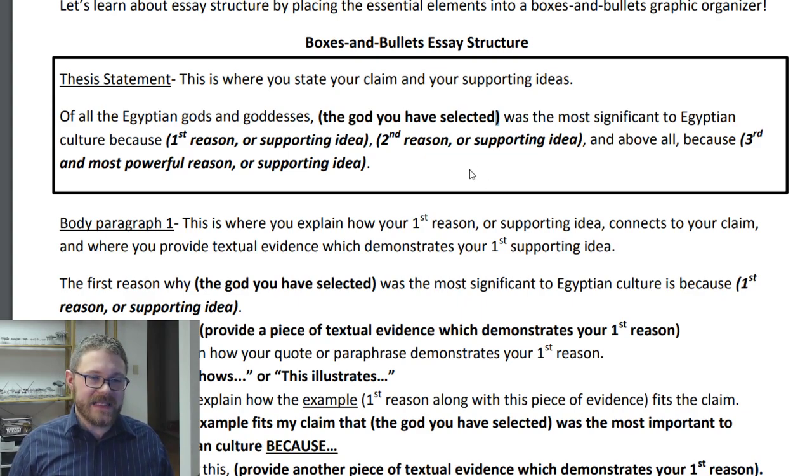The cool thing is that you're going to be writing an individual body paragraph about each one of these 3 reasons, and you're going to be showing me how these reasons connect to your central idea. The order of these reasons is going to inform the order of your body paragraphs. So your first body paragraph is about your first reason, your second body paragraph is about your second reason, and your third body paragraph is about your third reason. Okay? So that's our thesis statement.